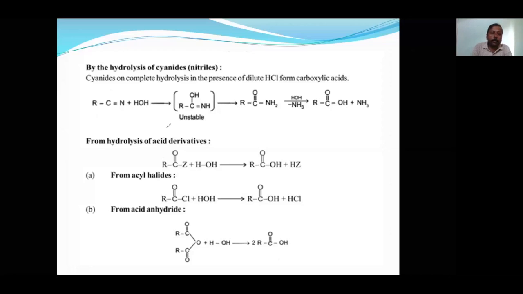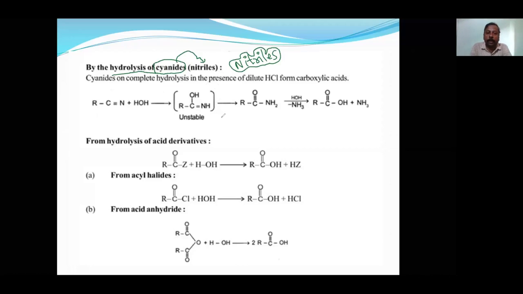Okay, next is from the hydrolysis of cyanide. Cyanide is a common name. IUPAC name is nitrile. In organic chemistry, you have to be very, very particular about this. Nitrile is CN. And cyanides on complete hydrolysis.